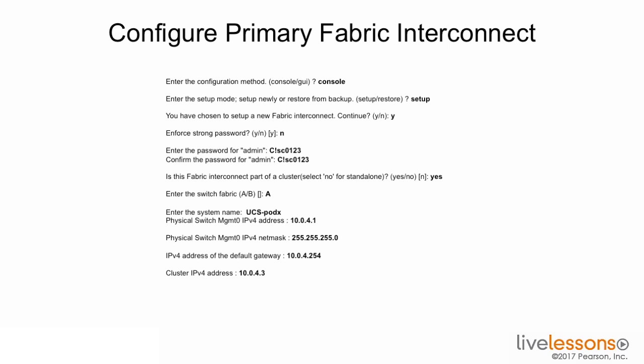We're then going to give the system a name. In this case it's UCS pod. We're then going to assign a unique address for fabric interconnect A, as well as specify the net mask and the default gateway. We're then going to enter a cluster IP address.